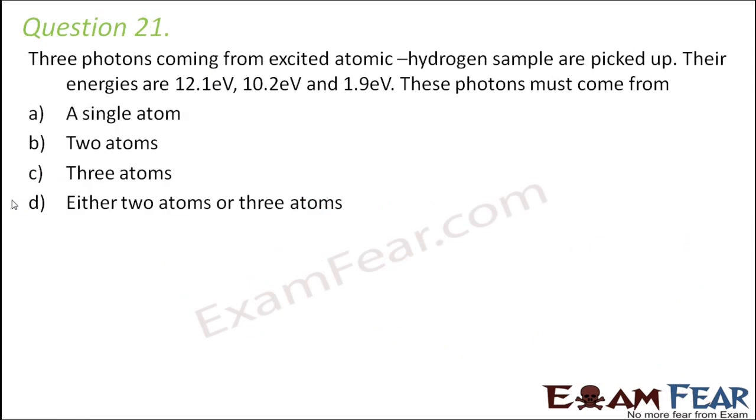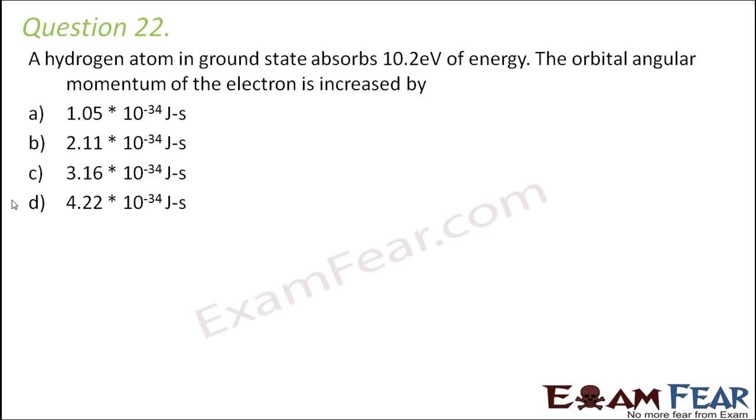Question number 22. A hydrogen atom in ground state absorbs 10.2 electron volt of energy. The orbital angular momentum of the electron is increased by. Okay. So, let us first try to understand the question coolly. Let's roughly draw the energy levels. Let's say this is the ground state and the energy corresponding to it is E1. So this is n is equal to 1.